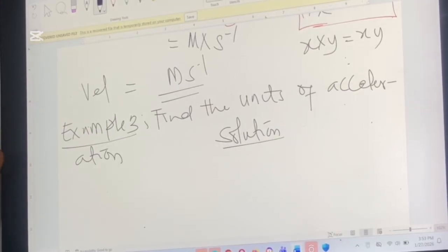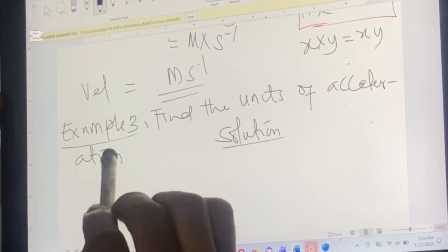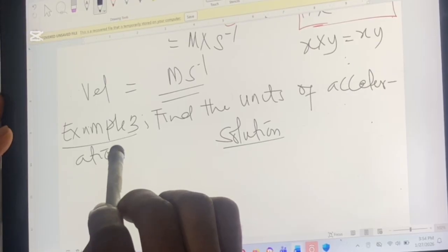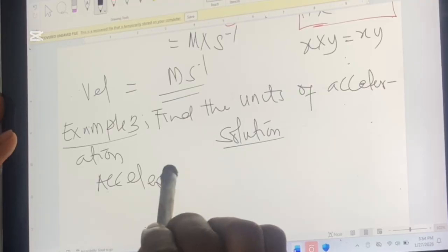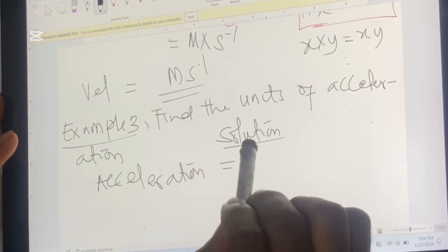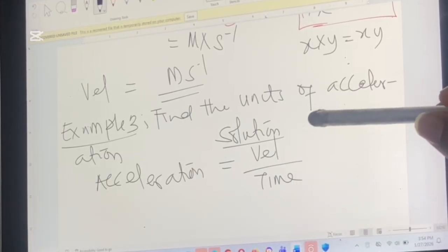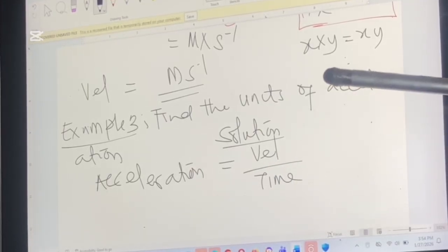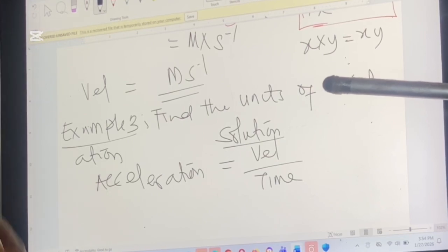Okay. Remember the first step. Of course, the method to use is the formula method. The first step is to write down the formula of acceleration. Acceleration is equal to velocity over time. Now, we are not saying change in velocity over change in time because we are not having two velocities here. Please take note. We express acceleration as change in velocity over change in time when we have two velocities and two times. Please take note.